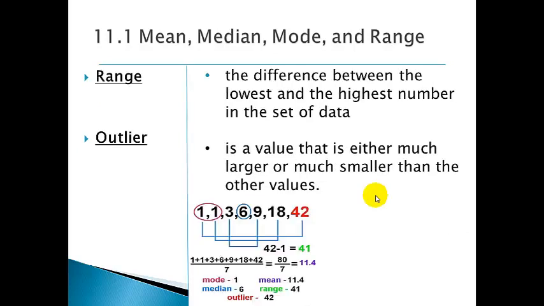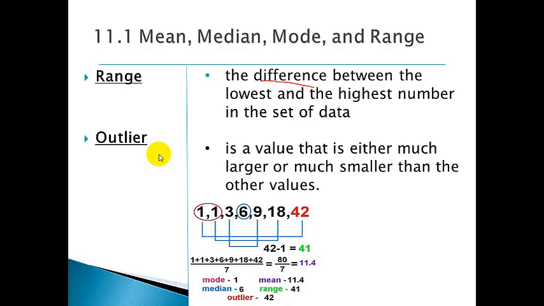And then we talk about the range, and that's the difference. So difference, you should think subtraction, between the lowest and the highest numbers in the data set. Now remember, you're already going to organize your data from least to greatest, so it should be pretty easy to find your range. And then the last term that we'll go over is the outlier.